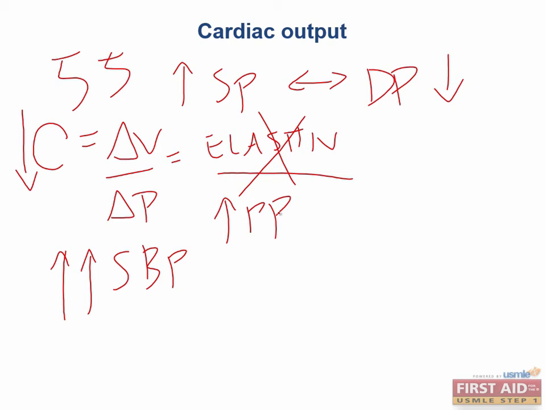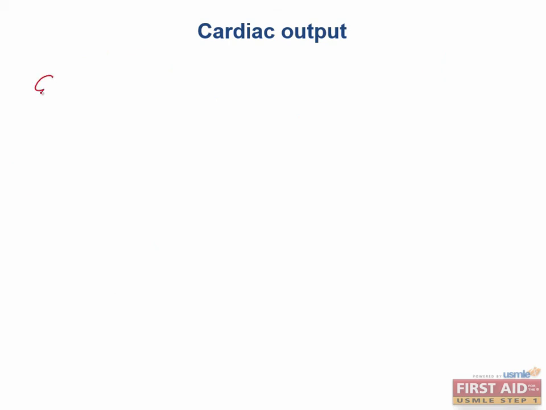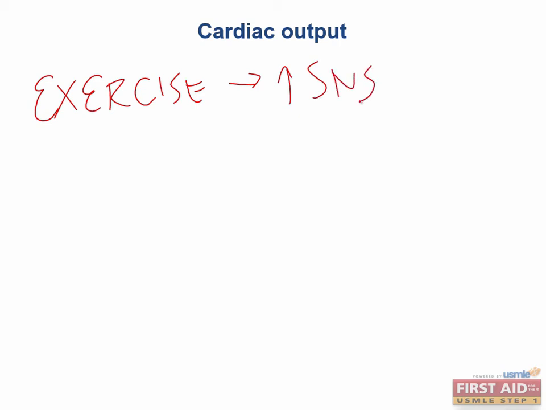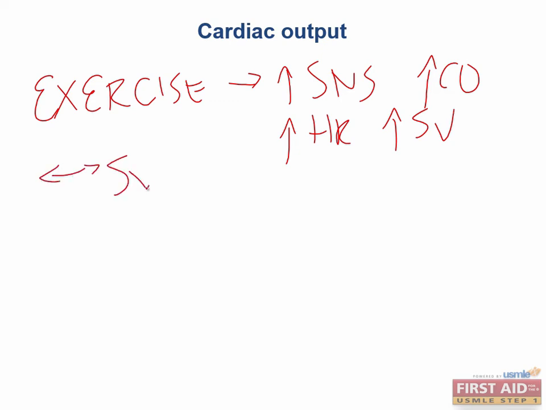Now one more thing to cover. This is exercise. In exercise, we activate the sympathetic nervous system. We initially increase our cardiac output by increasing our heart rate and our stroke volume. But as we continue to exercise, the stroke volume will actually plateau, but we have to continue to increase our heart rate even more to compensate.